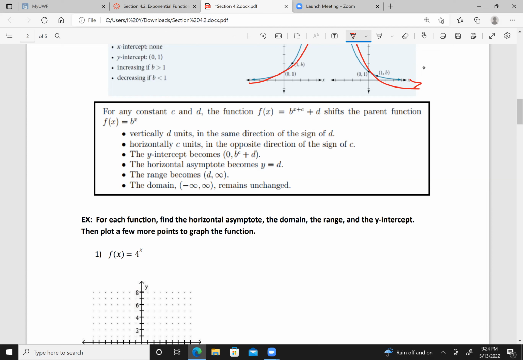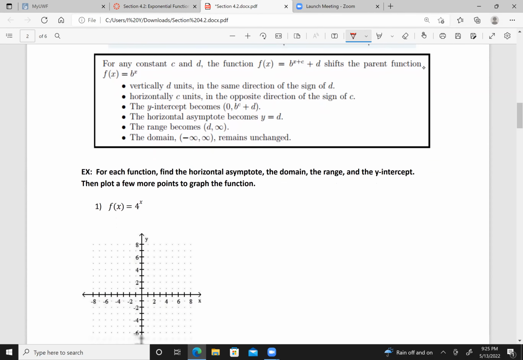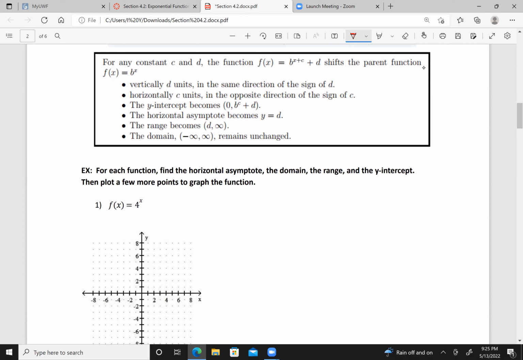Find the horizontal asymptote, the domain, the range, and the y-intercept. Then plot a few more points to graph the function. So what do we have here? This one's a basic function. So there's no shifts at all in this one. It's simply f of x equals 4 to the x.